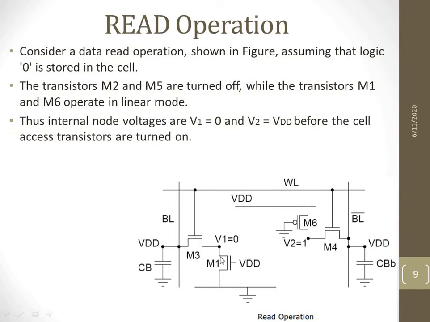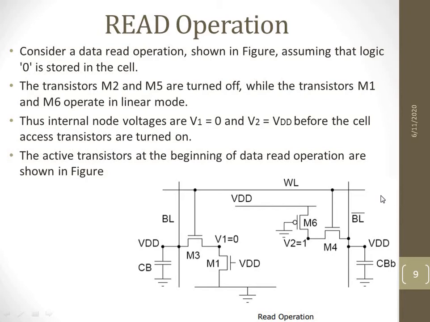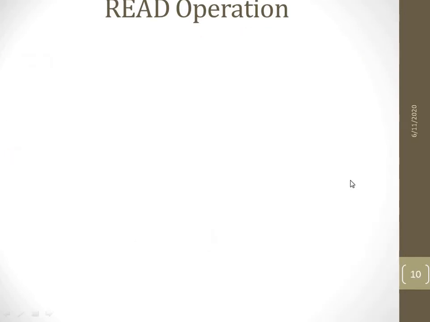So the internal node voltage at this point is 0. If this is 0, as I said, these are connected as inverters, so here will be VDD or logic 1 before the access transistors are turned on. So the active transistors at the beginning of the read operation are shown here. Now we can read a strong 0 from the cell which is already stored.